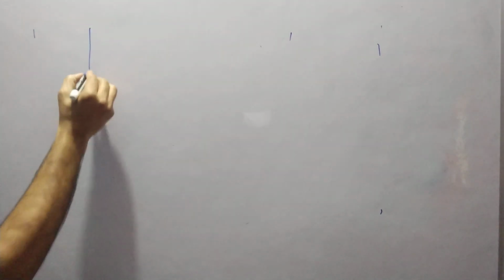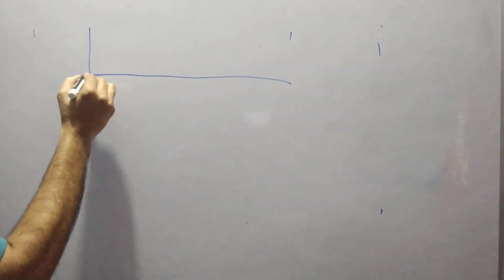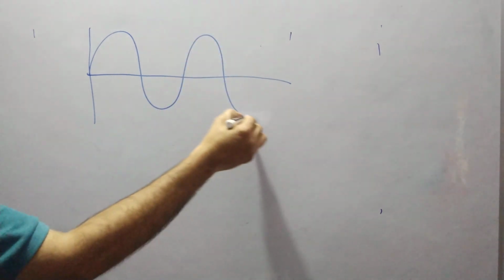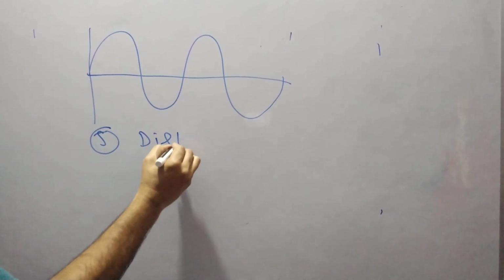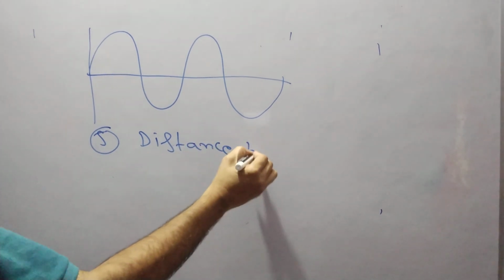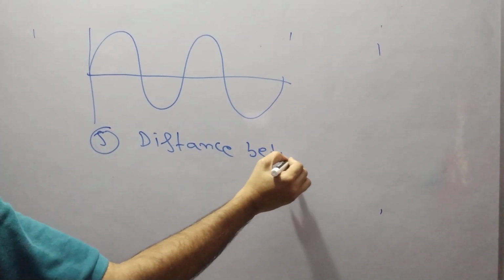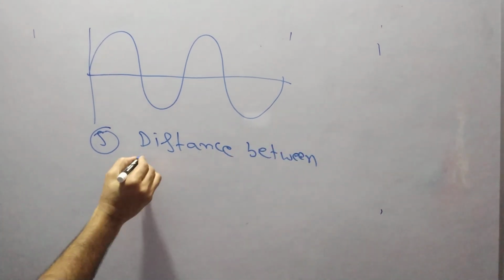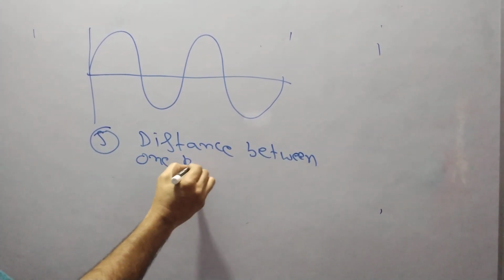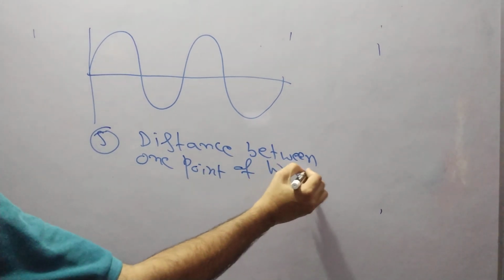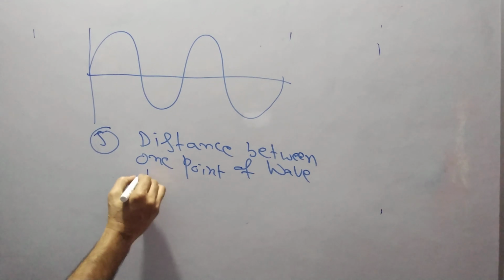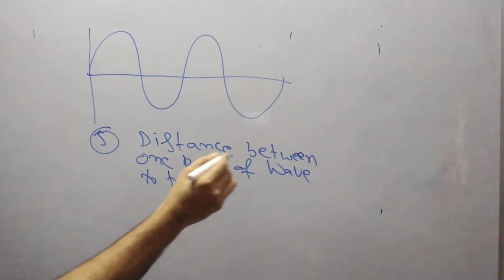Next, one more definition. One more definition is the distance between one point of the wave to the corresponding point of the wave.